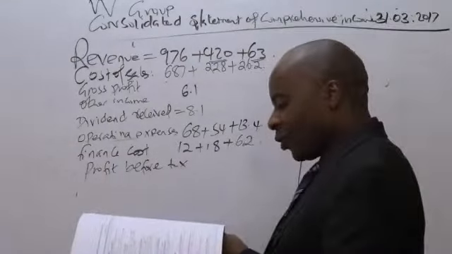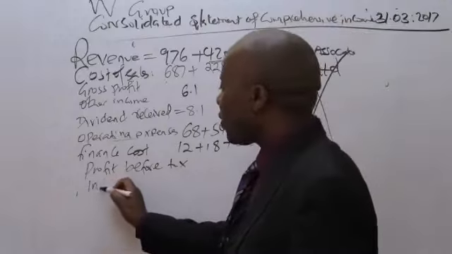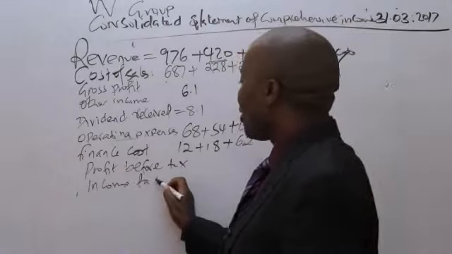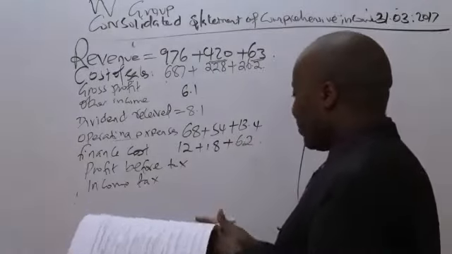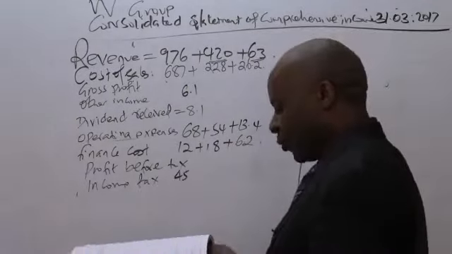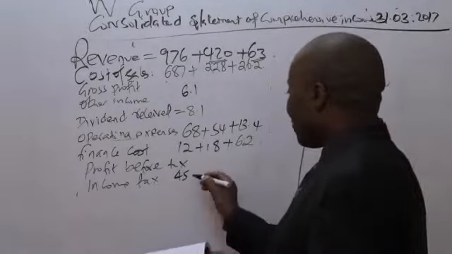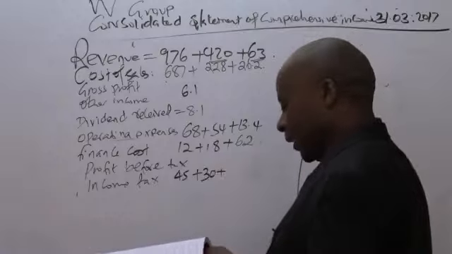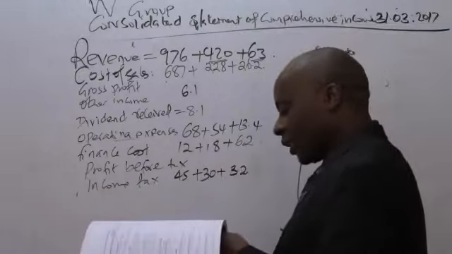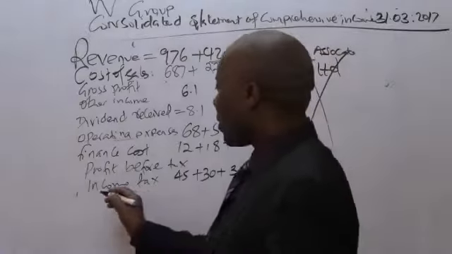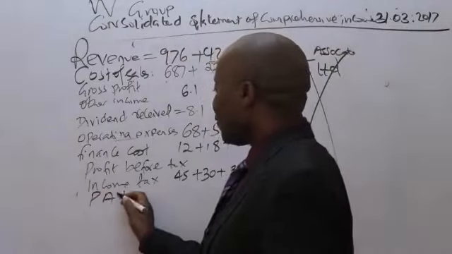After profit before tax, I have the income tax expense. So for the income tax, I'm simply putting them together. I'm consolidating. Income tax is 45 plus 30, and then I have 3.2, right? And then of course I'll have what we call profit after tax.